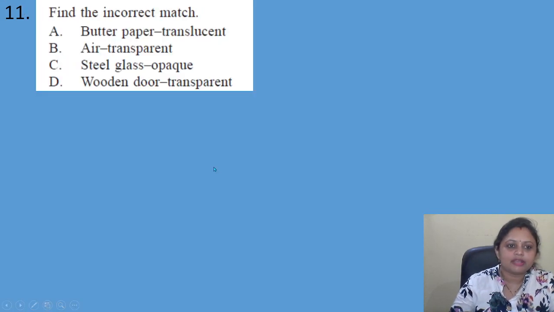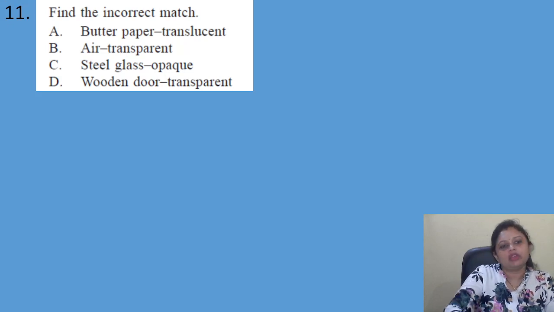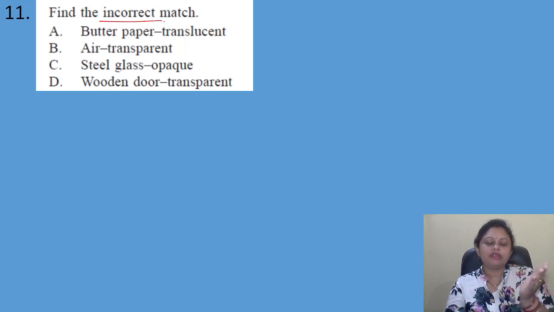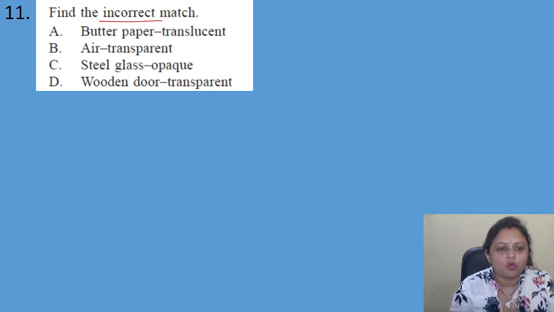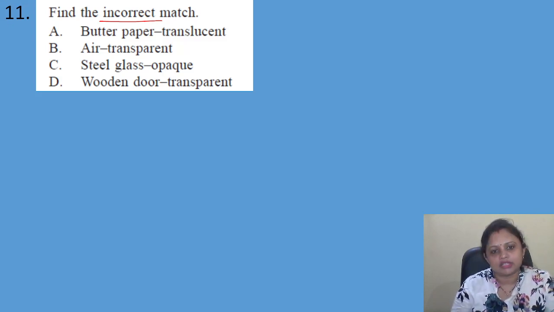Okay. Coming to the next question, find the incorrect match. Options are A, butter paper translucent, B, air transparent, C, steel glass opaque, D, wooden door transparent. So first we have to find out the incorrect match. So first we need to understand what is transparent, translucent and opaque. Transparent are the substances which allow the light to pass through it. अगर कोई सब्सटेंस अपने थ्रू लाइट को पास करने को अलाउ करता है that is transparent. If it does not allow, that is opaque. और कुछ कुछ अलाउ करता है, okay, allow up to certain extent, that is the translucent.